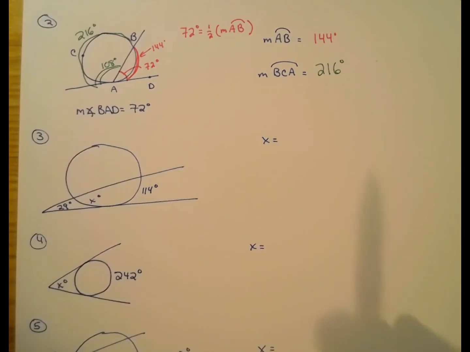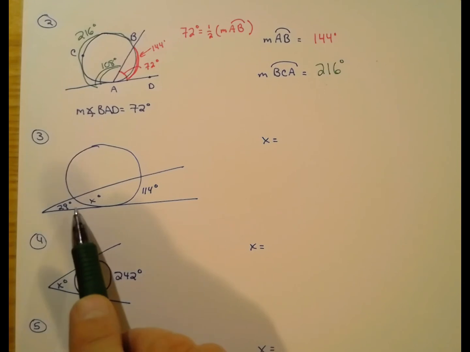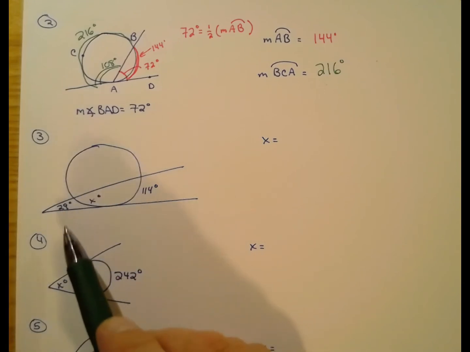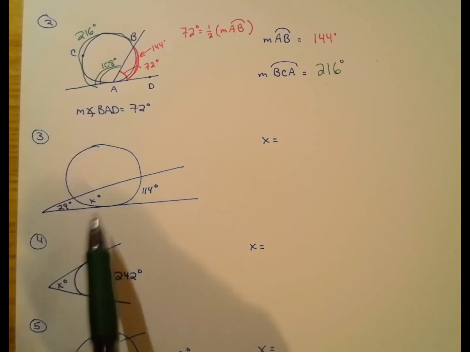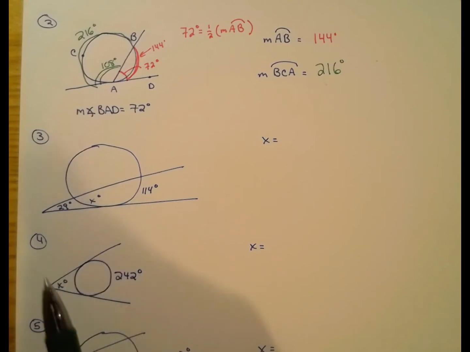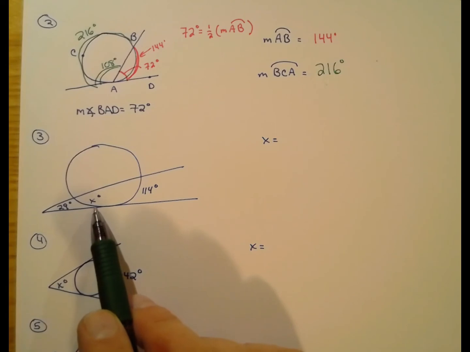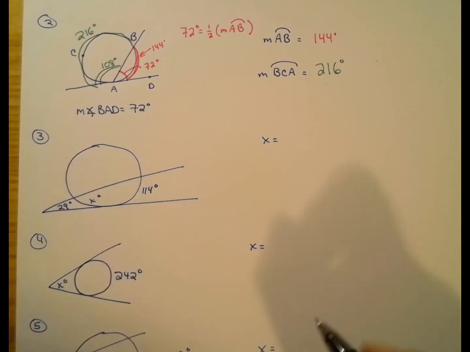All right, the last 3 examples here, remember it's ultimately a subtraction problem. The exterior, well, it's not really exterior angle, but the angle formed outside the circle. The angle formed outside the circle is half the difference of the 2 intercepted arcs. So we're going to take the larger one minus the smaller one and divide by 2.